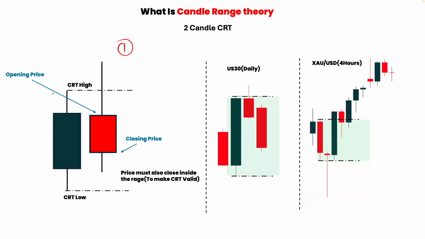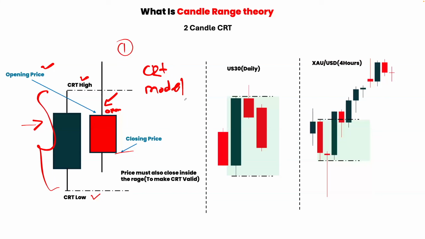This is the CRT high, and then we have the CRT low. But if we look closely, we have the opening price. This is the opening of this bearish candlestick, and then we close here. Because price closed inside this range of this candlestick, we still consider this as a CRT model. Other than that, it means the model has been invalidated. Okay, I hope you understand, but you will understand it perfectly when we move on with some examples.